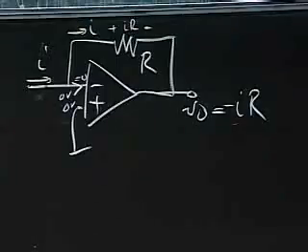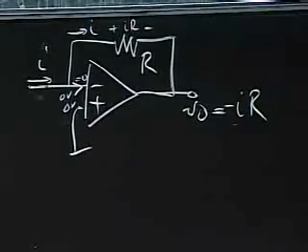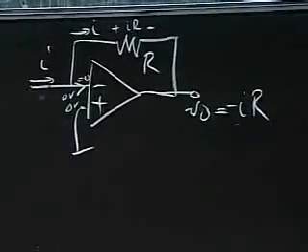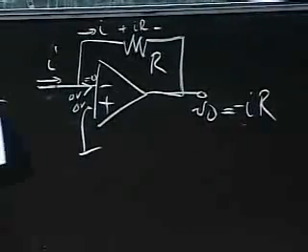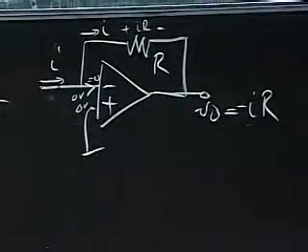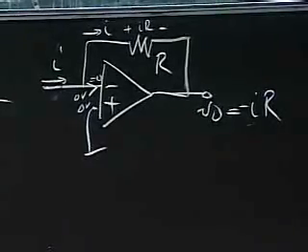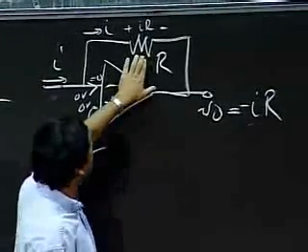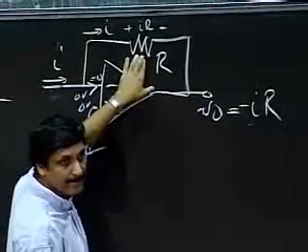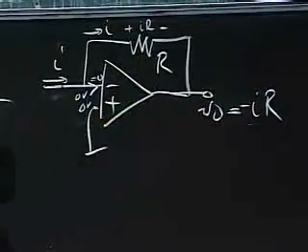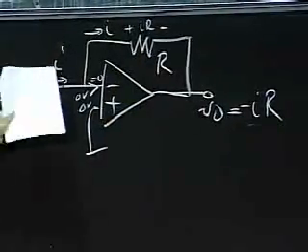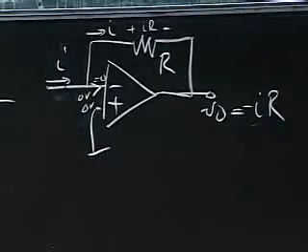I have my current I being converted to a voltage. So I've taken my current, and I've been able to convert that into a voltage by sticking a resistor in here. Okay? So as a final step, I simply need to produce the current. And that's pretty easy to do.